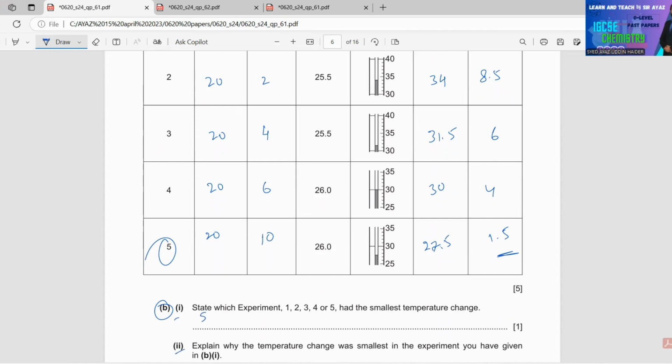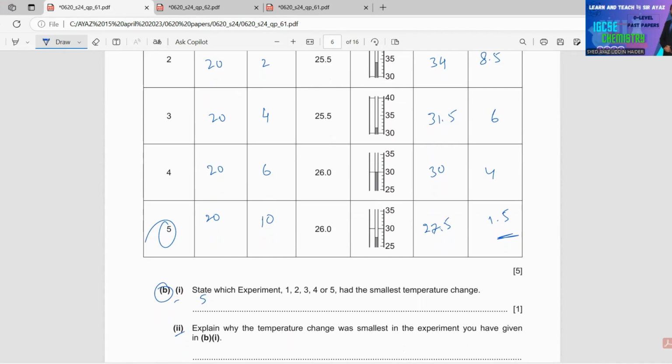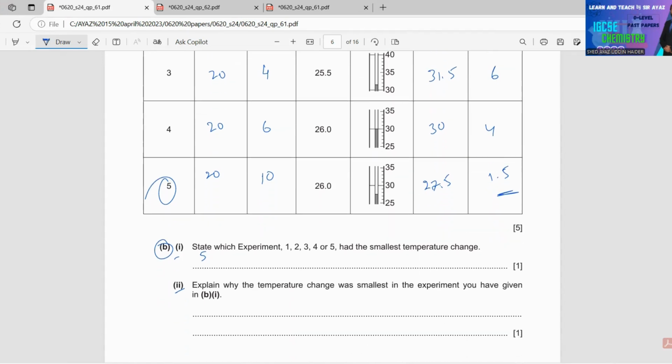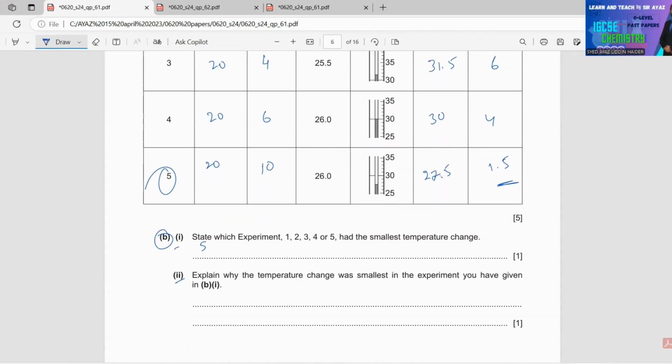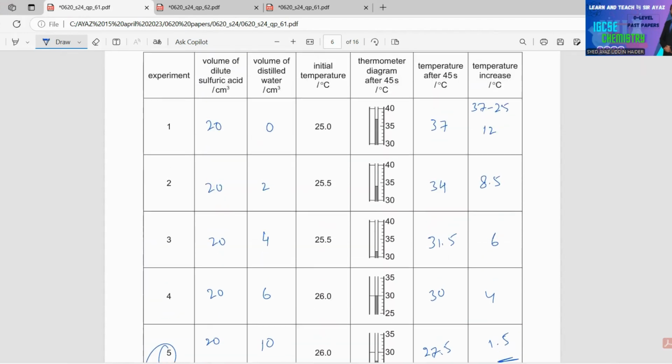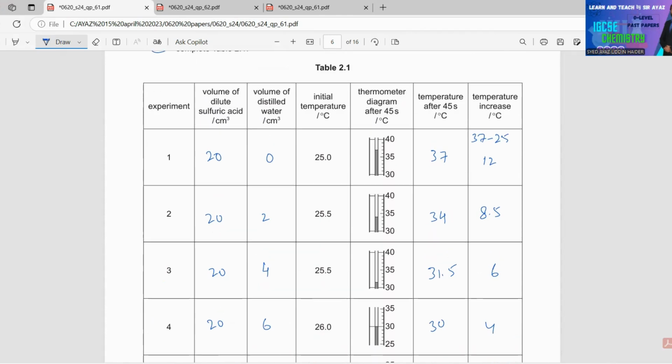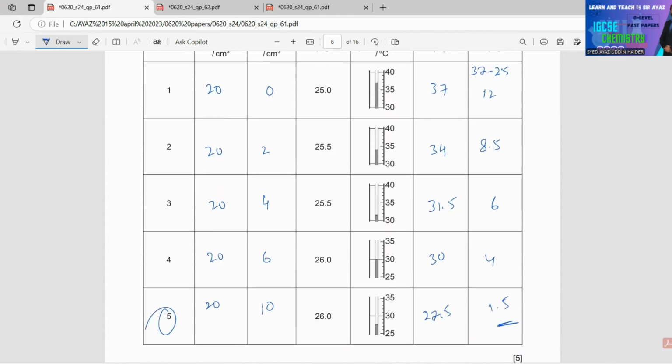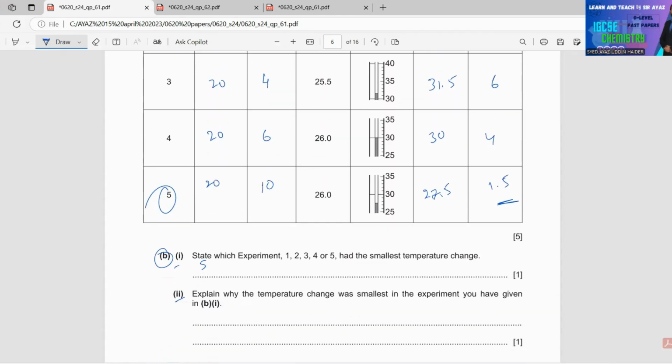Number 2. Explain why the temperature change was smallest in the experiment you have given in B1. So definitely you are having largest volume of distilled water used here. That's why you have smallest temperature change in the experiment. So I will write largest volume heated.